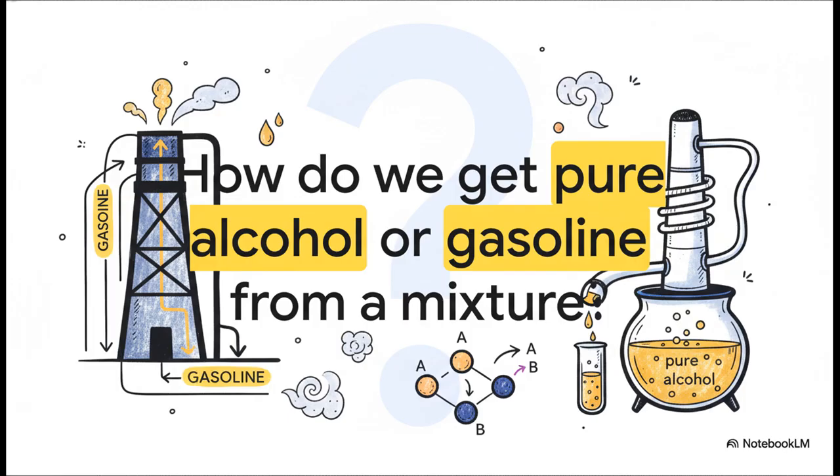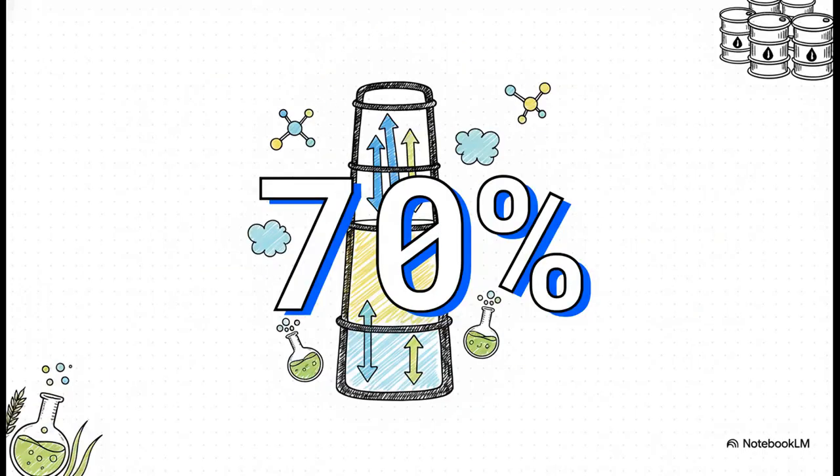The secret isn't some kind of magical filter. Nope. It's all about a deep understanding of how liquids and their vapors interact. And getting this right is a huge deal, a really huge deal. In a typical chemical plant, these separation processes can eat up a whopping 70% of the total cost. It's one of the biggest, most expensive challenges in all of industry. So yeah, understanding it is key.